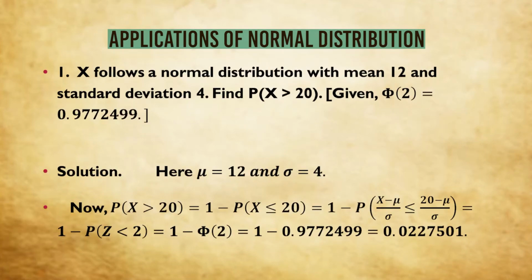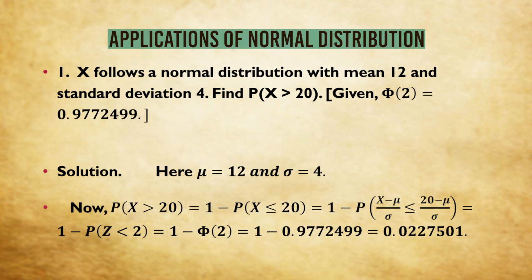Suppose x follows a normal distribution with mean 12 and standard deviation 4. Suppose we have to find the probability x greater than 20. And the value of phi 2 is given. As I mentioned, these are available from the table. So mu is 12, the mean is given to be 12, standard deviation 4. So sigma is 4. So we can find probability x greater than 20 as 1 minus probability x less than or equal to 20. And by the area property of the normal distribution, it will be 1 minus capital phi of (20 minus mu) by sigma. Mind you, mu is 12 and sigma is 4.